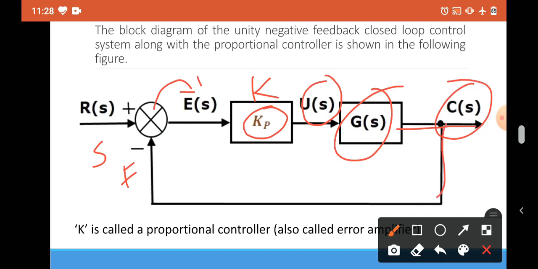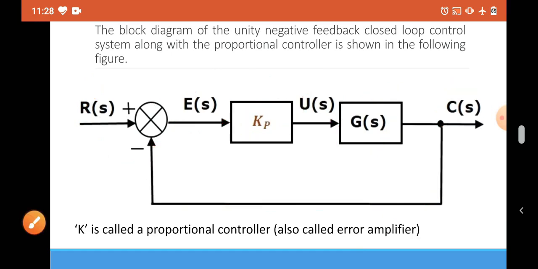This output is again fed back to the error detector. If it is as per the set point, then the feedback will be 0, so the error signal will be the value of your set point. So this is how your proportional controller works.